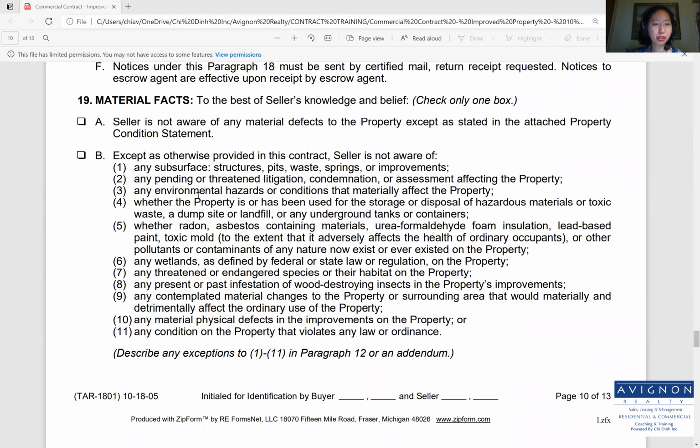Paragraph 19, material facts. To the best of seller's knowledge and belief, check only one box. So either A, seller is not aware of any material defects to the property except as stated in the attached property condition statement, or B, except as otherwise provided in this contract, seller is not aware of the following.